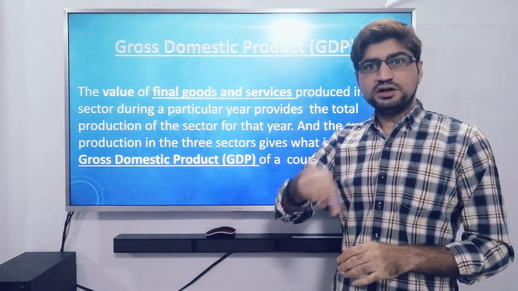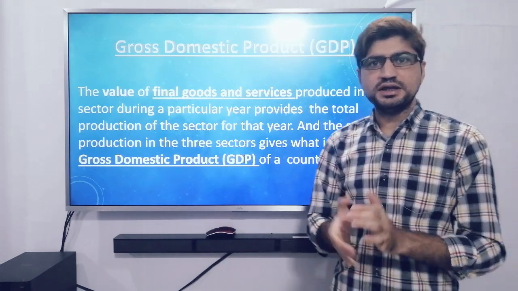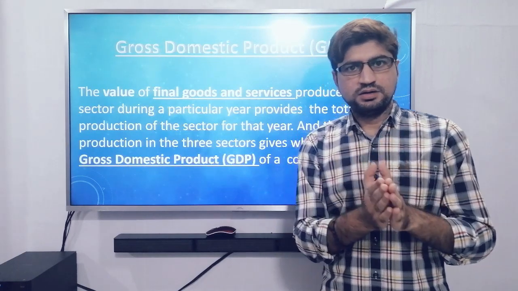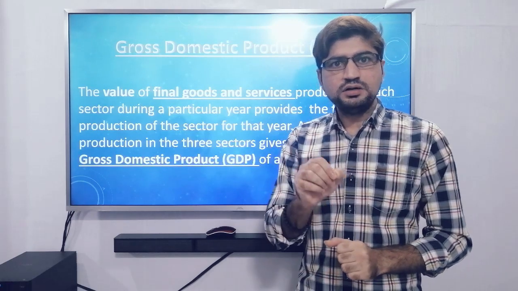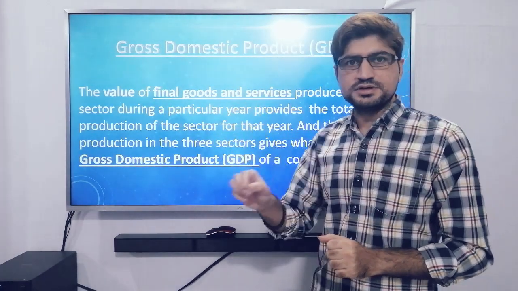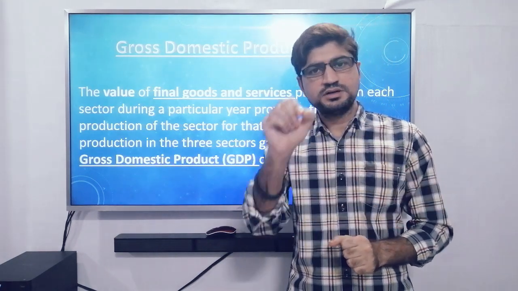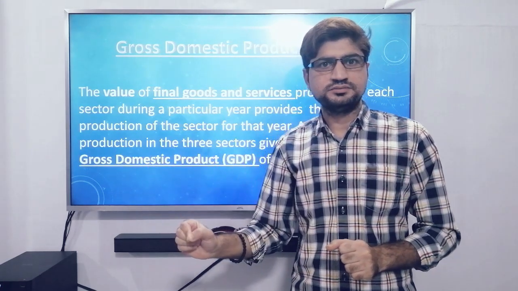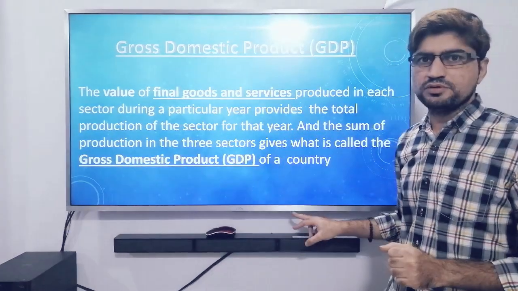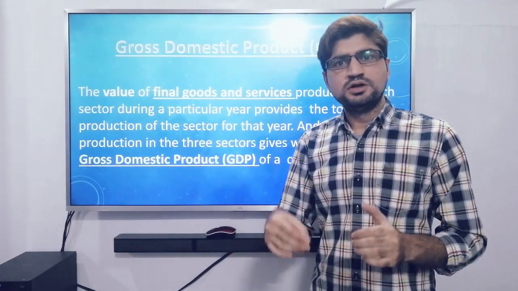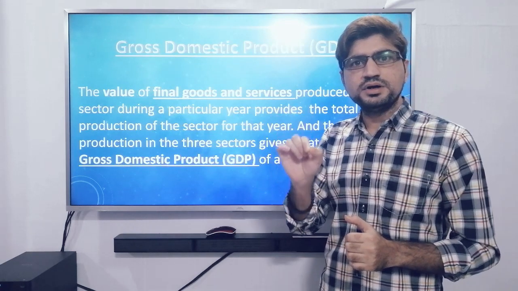That means the total production of the entire economy, because as we have seen, the Indian economy is divided into three sectors: primary, secondary and tertiary. So the total production is the value of final goods and services of the primary sector, secondary sector and tertiary sector. The sum of all three is gross domestic product. Gross domestic product means the final value of goods and services produced within the economy during a particular year.